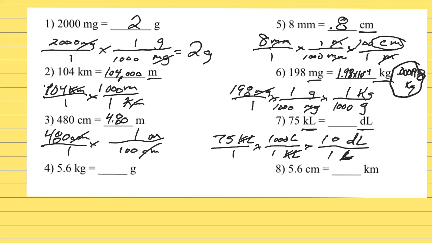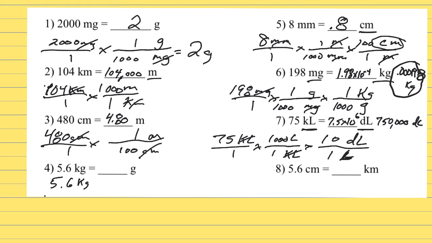Which I should have been able to do in my head. This turns into 7.5 times 10 to the... 1, 2, 3, 4, 6, or 750,000 deciliters. Deciliters are small, kiloliters are big. That's why it should be that. All right, a couple more here. We'll call it a day.